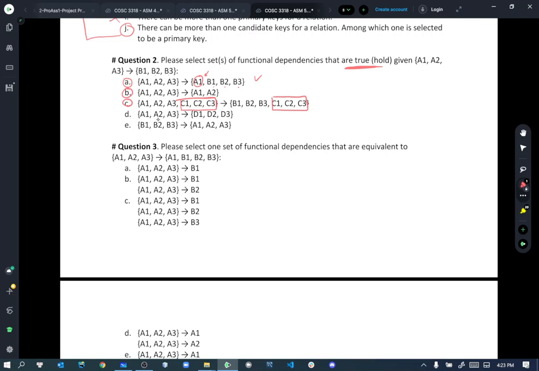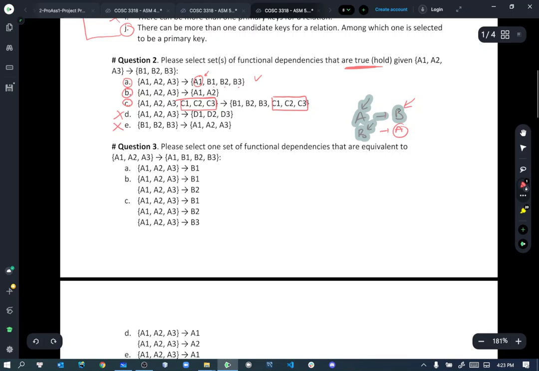Now, A1, A2, A3 determine D1, D2, D3. This one is not true because it's never said anything about that. We never said anything about D. We are only given A and B. Next one, this one is not true because given A determine B doesn't mean that B determine A. Given one value of A, there is only one value of B, but given one value of B, it doesn't mean that you can find only one value of A. So this one is not true. So that one is the second exercise.